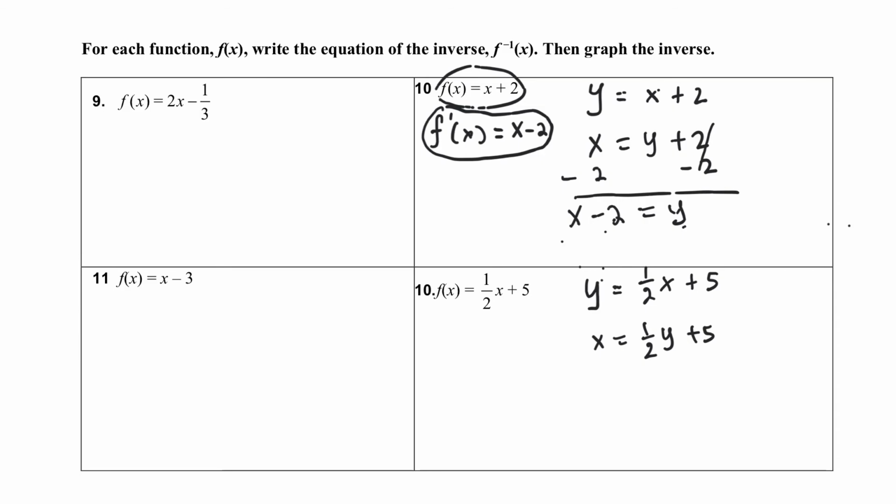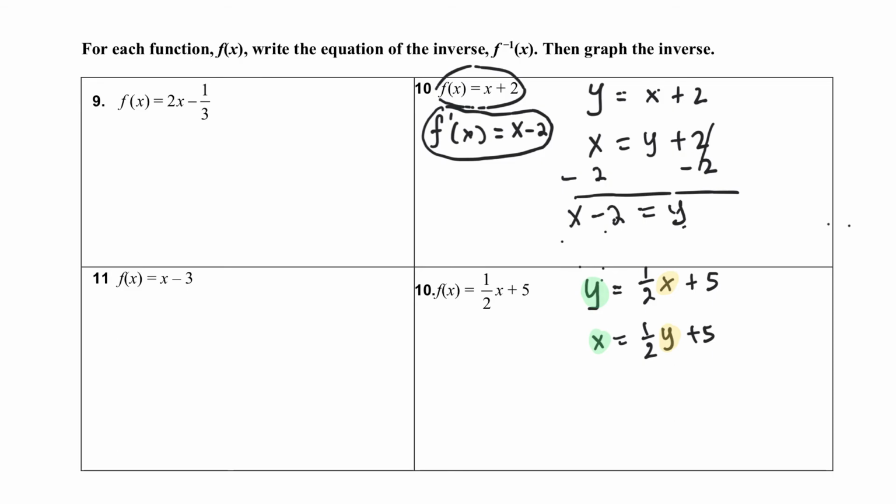So you notice I switched, and I'm going to use different colors here to indicate my y is going to be x now, the x variable, and the x variable is going to be the y variable. So that's what it means to get the inverse of an equation.